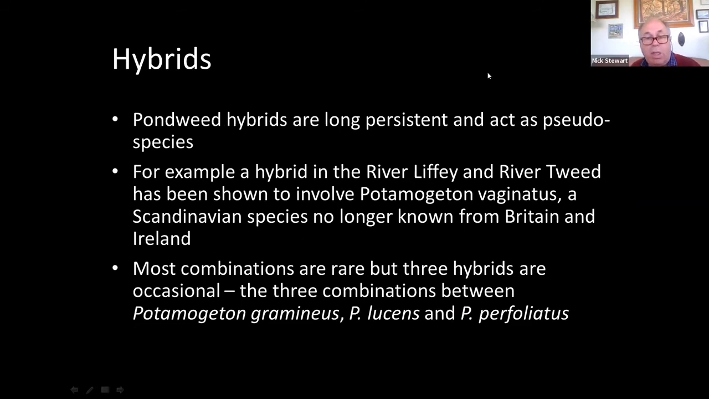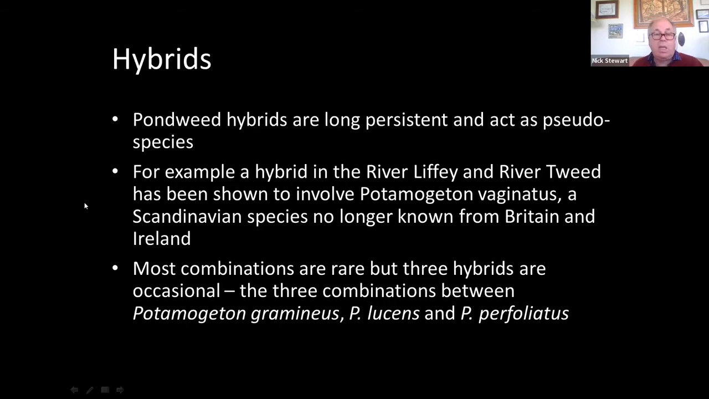So just on those two characters, the leaf tip and the leaf base, it makes the broad-leaved pondweeds really quite easy to do. But there is one fly in the ointment, and that is that they do hybridize. And pondweed hybrids are not fly-by-night things. They are quite long-persistent things, and they act as pseudo-species. So there are a number of examples where you get a pondweed hybrid with either one or sometimes none of the parents.